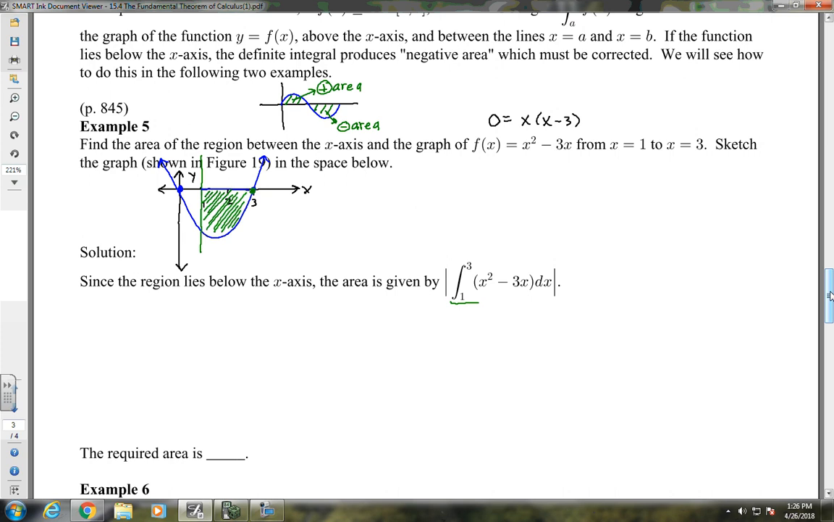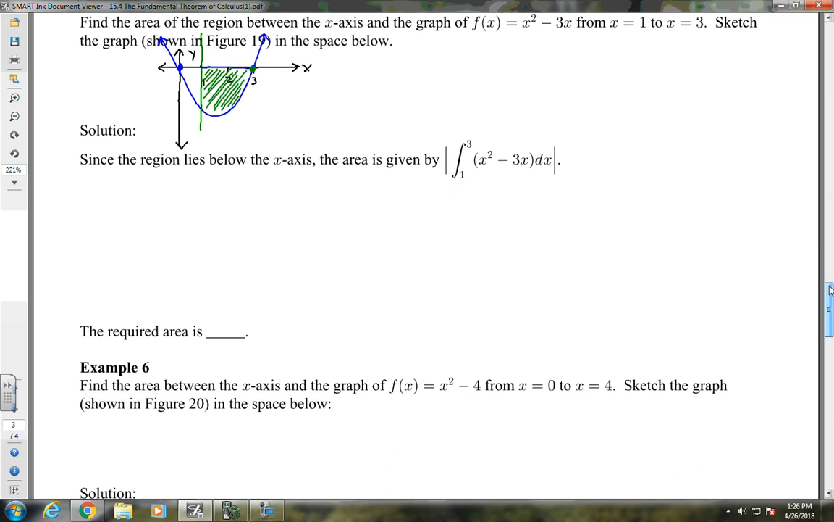the integral from 1 to 3. Notice these are my x values, left to right. This is my function in question. That's our parabola. We're going to integrate that from 1 to 3. Again, the reason for the absolute value bars in this problem is because since the region is below the x-axis, we would get a negative number for our answer. Okay, let's work on calculating the absolute value of this definite integral.